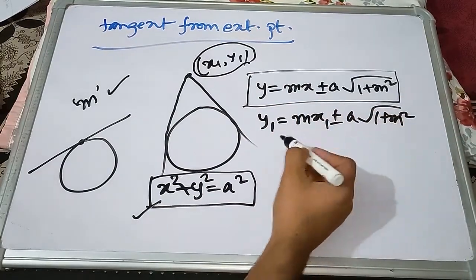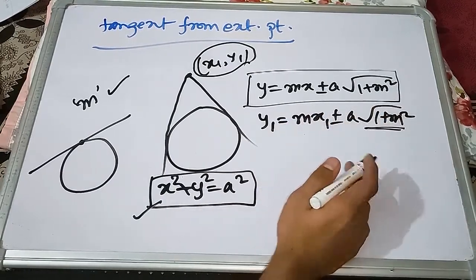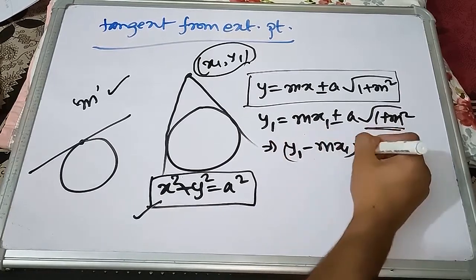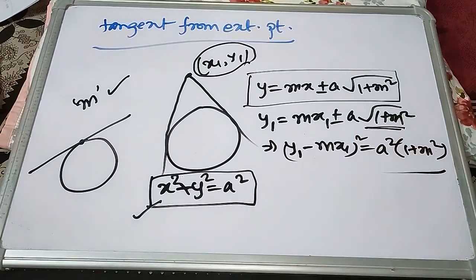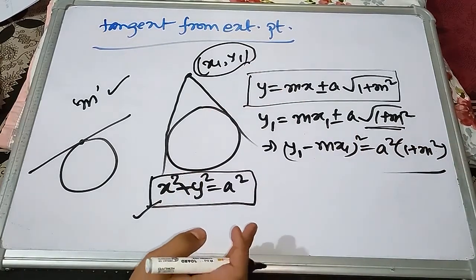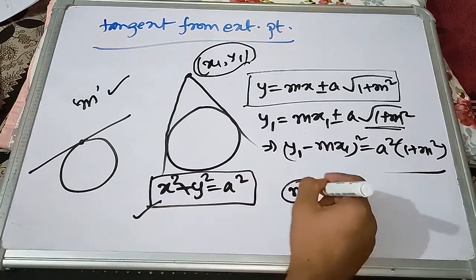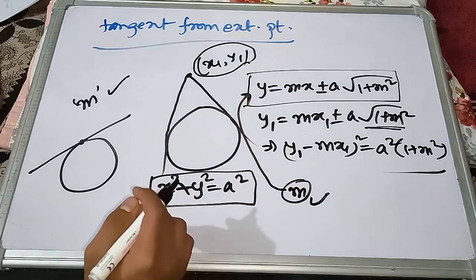Now this is actually a quadratic equation in m. If you separate this and make it whole square, what I mean is that (y1 minus m x1) whole square equals a square into (1 plus m square). Now this is a quadratic in m. So you solve this, it will become a simple quadratic equation and we get the value of m, and then you input the value of m in this and you get the required equation of tangents.